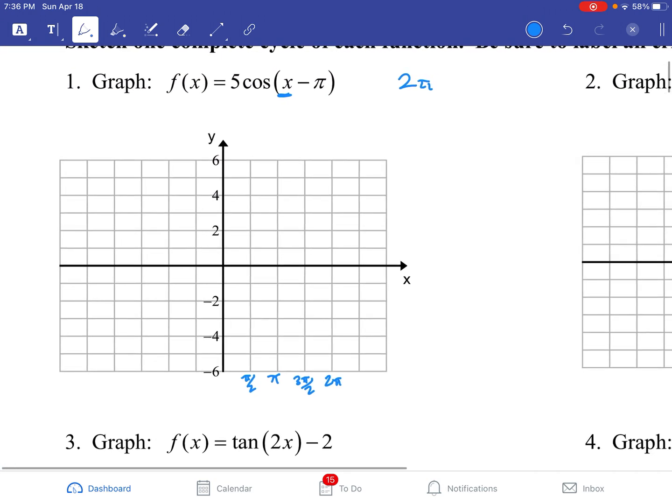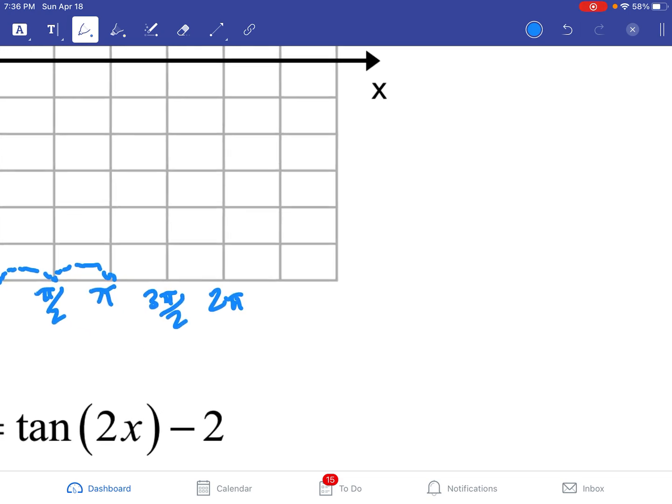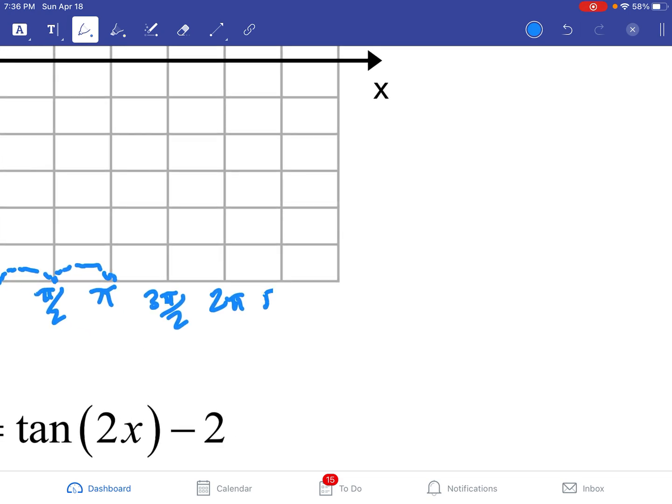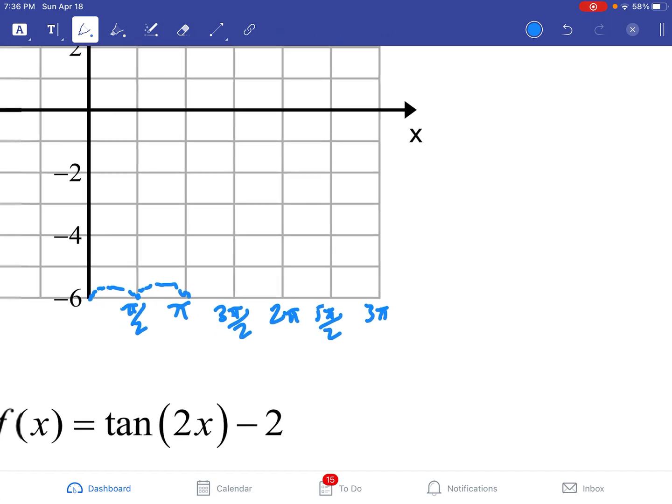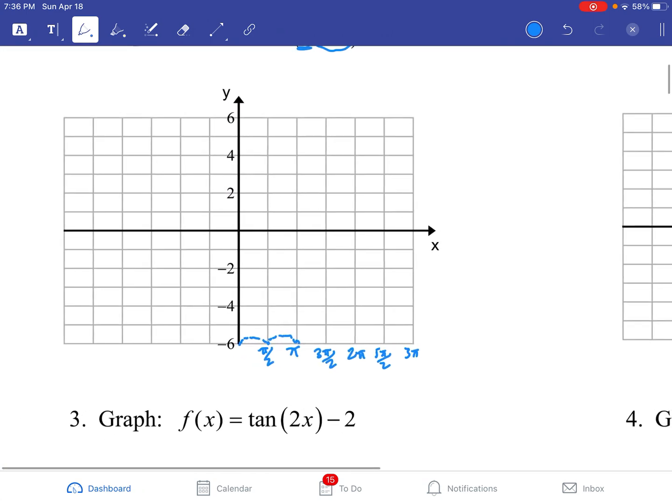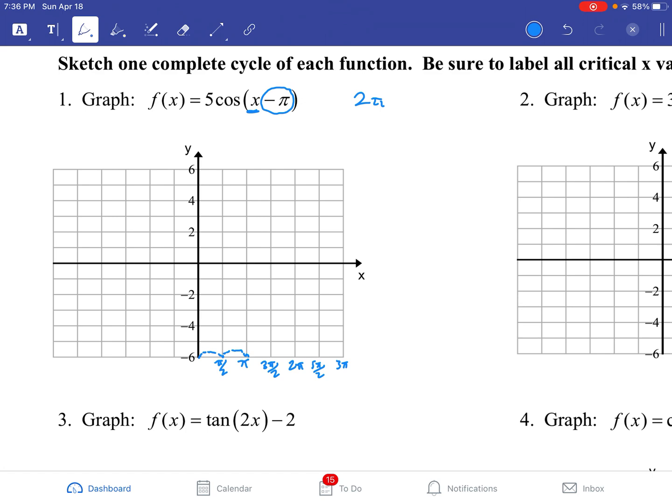That's the first step. Next, the horizontal shift. The horizontal shift is found when something is being added or subtracted inside the parentheses, so that negative pi is going to be your shift. We've got to figure out from the y-axis to pi, how many intervals is that? It's 1, 2. Since it's minus pi, we're going to add to the right. So if we add 2 spots to our intervals, this will be 5 pi over 2, and it'll be 3 pi. So now we know our graph's going to start at pi on the x-axis.